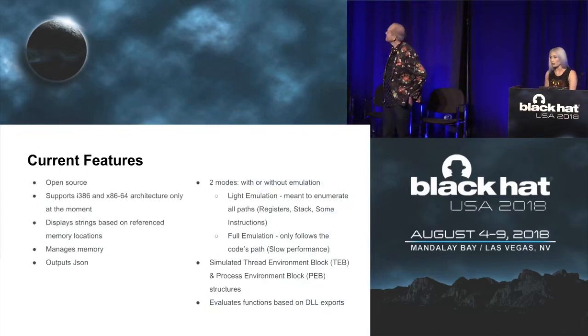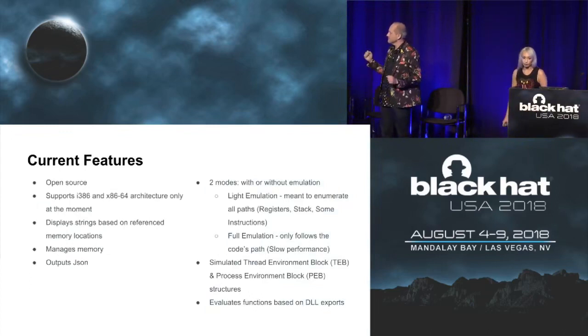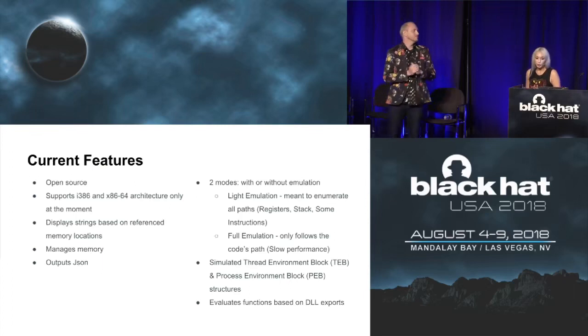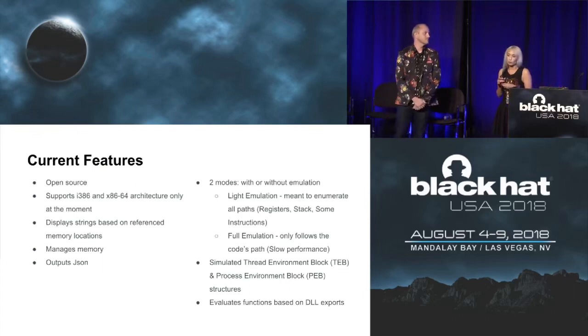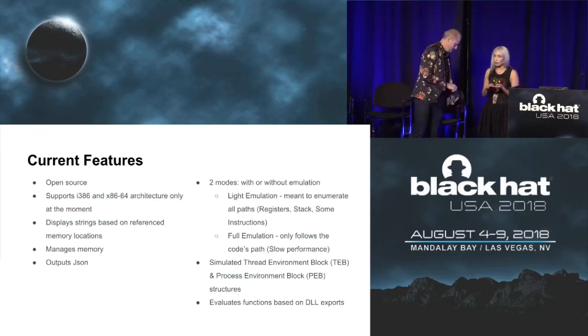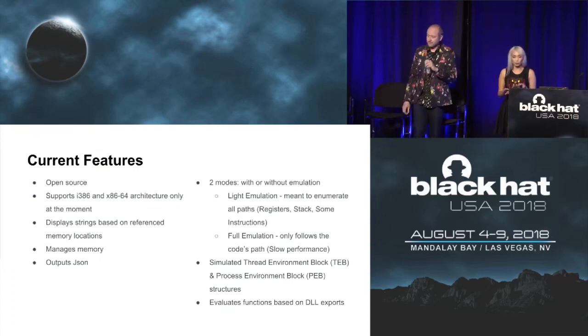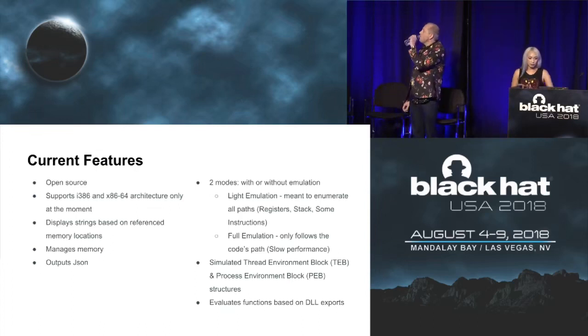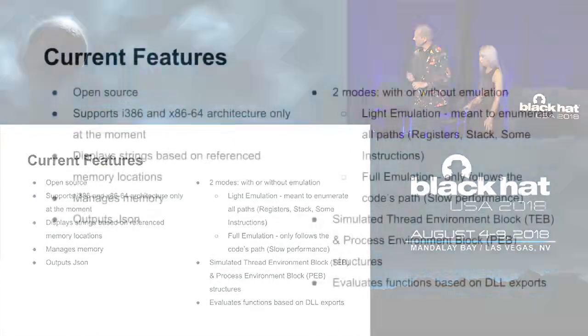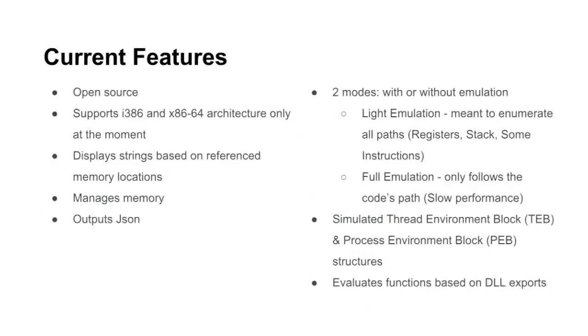All right, so current features. Yes, we're open sourcing this, under AGPL version 3. It currently supports x86 and 64-bit. We do shellcode if it's x86, as well as portable executables. So what does that mean? Down here on the bottom, I simulated the thread environment block and the process environment block. So if you're doing shellcode and you need to dynamically load any of your Windows APIs, you can do that with a little bit of light emulation. You can see it in the output, and I'll show you what I mean by that.